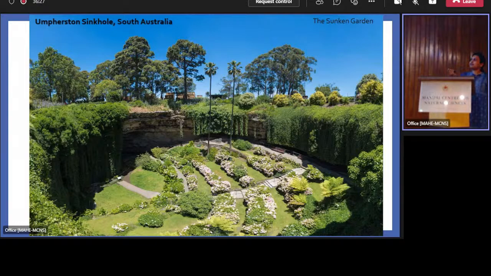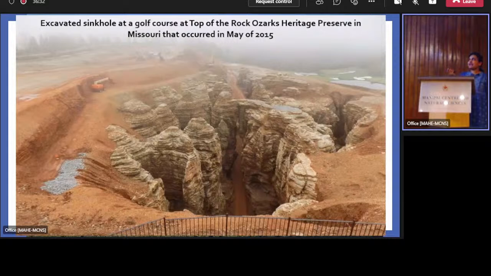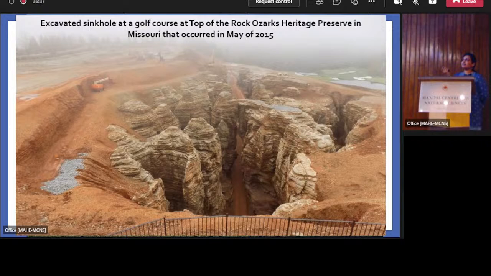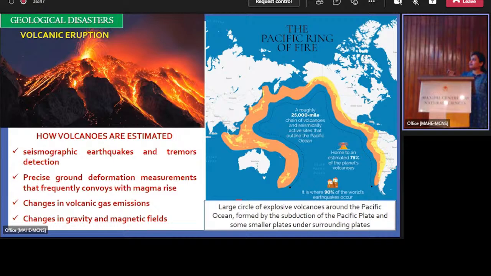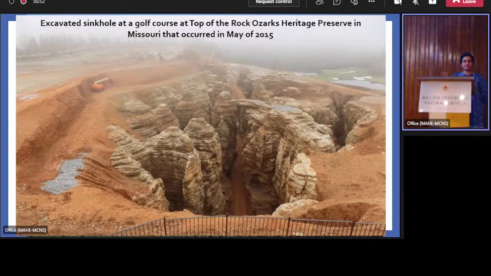These are the natural sinkholes in Venezuela. In 2015, in Missouri, this sinkhole was excavated at a golf course. They thought that something was sinking, so they excavated and realized that the entire thing had been dissolved. An entire limestone cavern had formed. So this is one of the examples. Now, they have called it a rock for the heritage preserve.